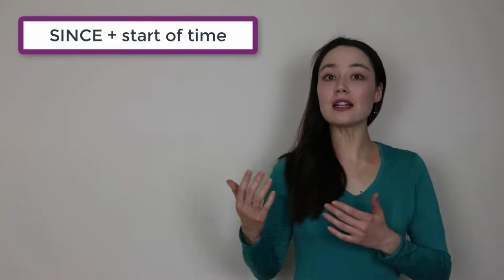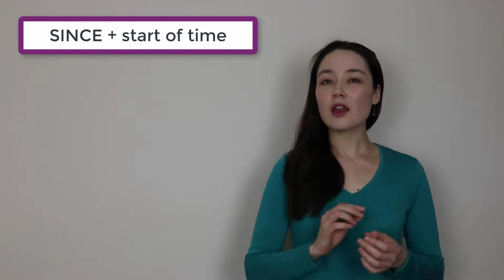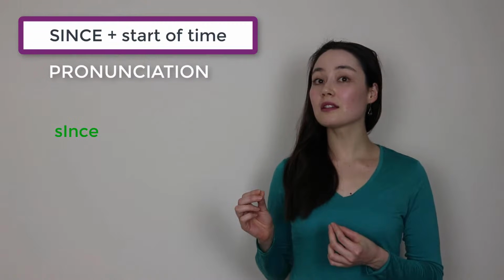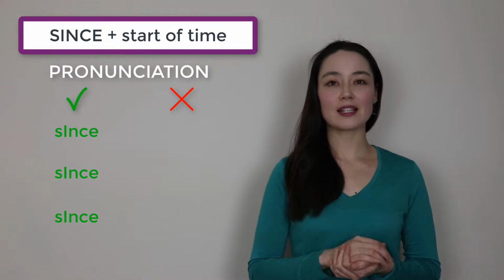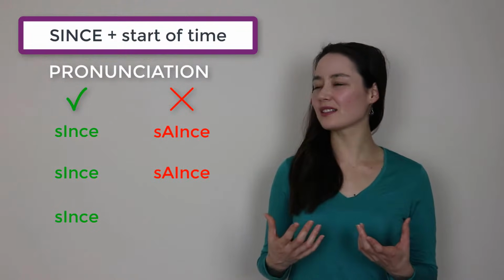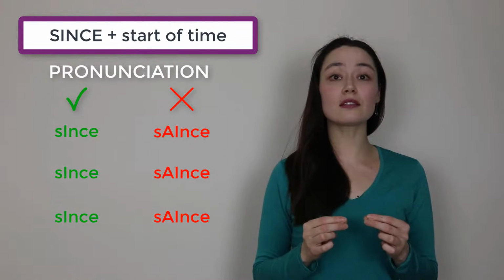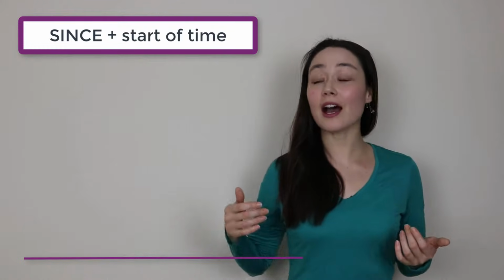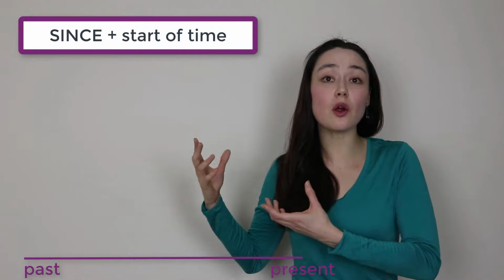Okay, we use since plus start of time. The pronunciation here is important. Since. Science. This is a typical mistake. Since, not science. On this line, I have the past and the present. We use since plus a start of time.